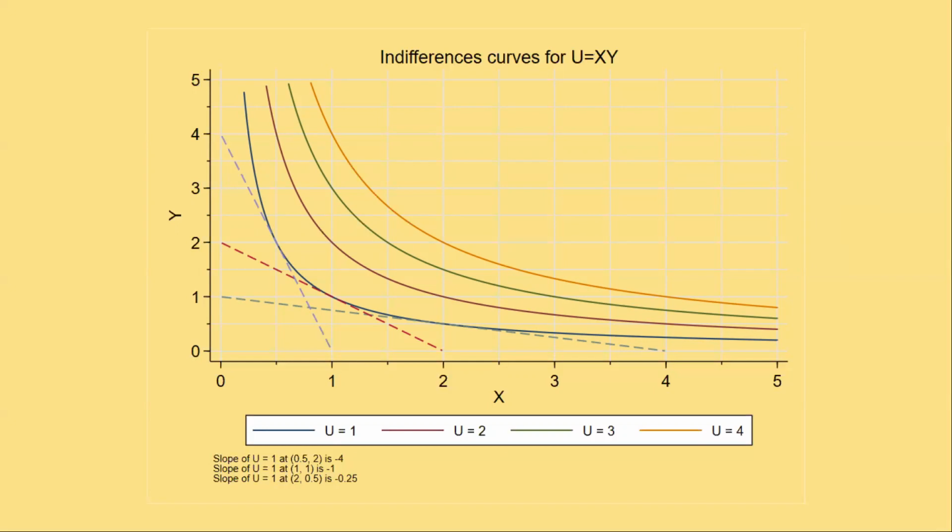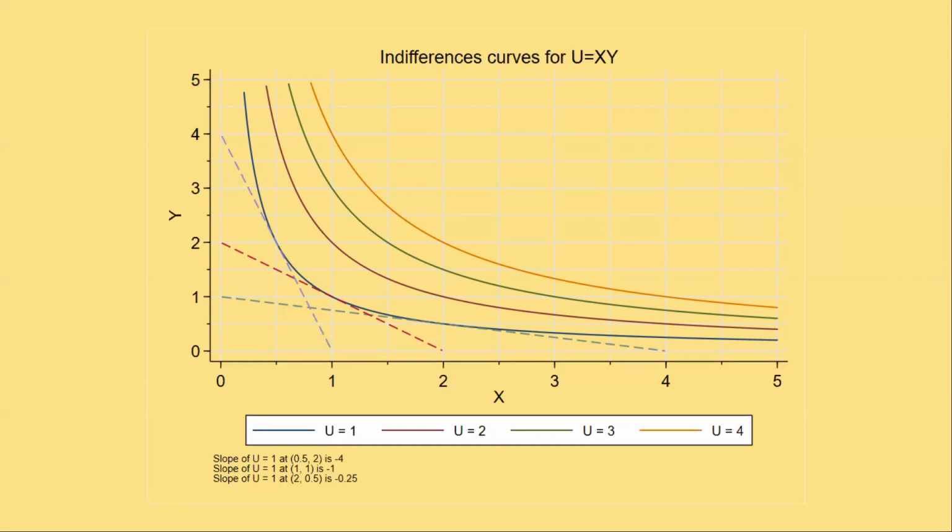We can use that formula to calculate the slope of the indifference curves at different points. The red line has a slope of -1 and is tangent to the indifference curve at (1, 1). And then lastly, the most flat indifference curve has a slope of -0.25, and it is tangent to the indifference curve at the point (2, 0.5).